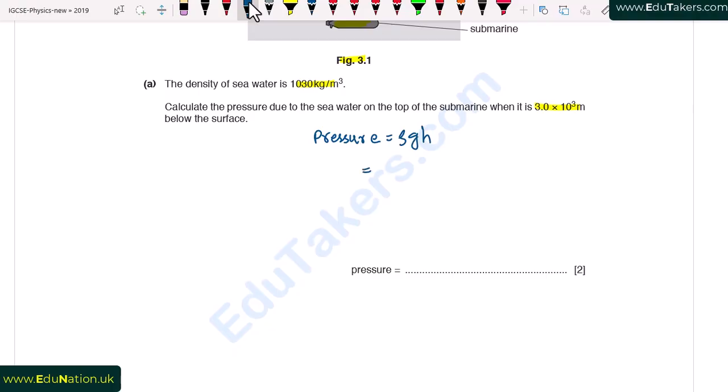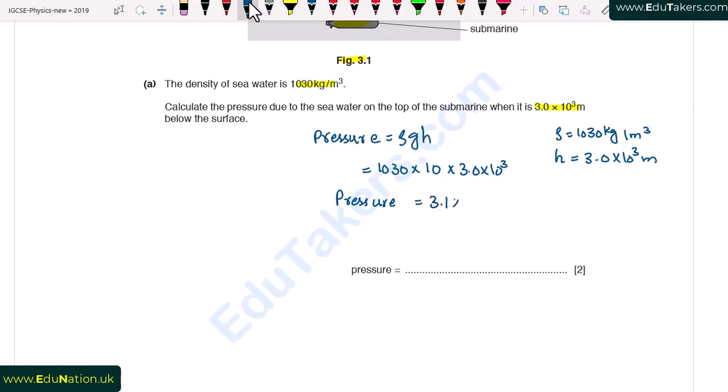So put the value of density, here rho is 1030 kilogram per meter cube, and height is equal to 3.0 × 10^3 meters. So I write here 1030 multiplied by the value of g, which is 10, and height 3.0 × 10^3. So pressure comes to be 3.1 × 10^7. The unit of pressure is Pascal. So pressure is equal to 3.1 × 10^7 Pascal.